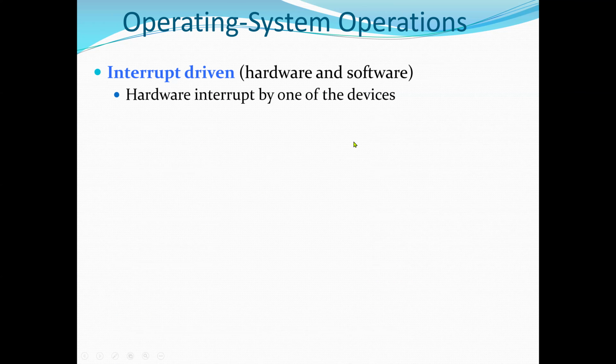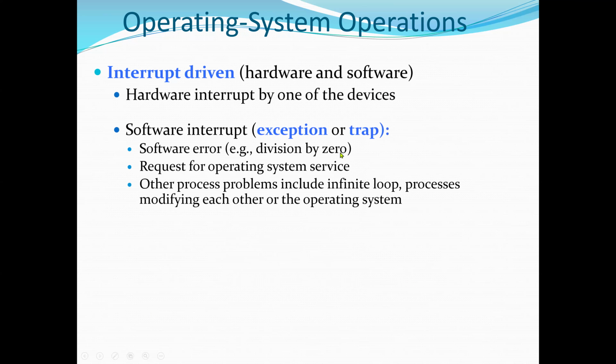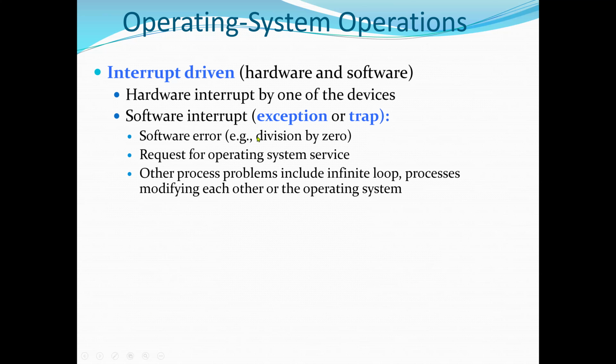A hardware interrupt is caused by one of the devices. Also, we have the software interrupt, which can be an exception or trap. A software error, for example division by 0, will cause an interruption, as will a request for operating system services. Other process problems include infinite loops and processes modifying each other or the operating system.